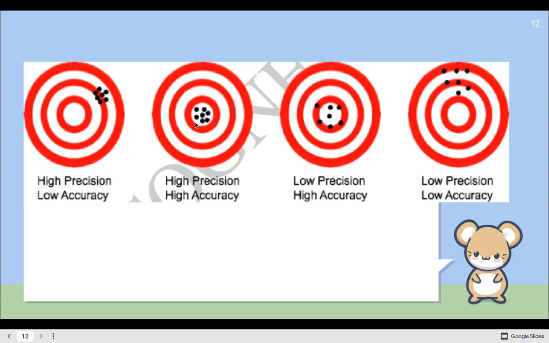The second picture is both high precision and high accuracy because they're hitting it in the middle all of the time. This one is high accuracy, this third one, because they're all pretty close to the middle, but low precision. The numbers are not close together. And this last one is low precision and low accuracy. They're not in the middle, so it's not accurate. And they're not really that close together, so they're not precise.